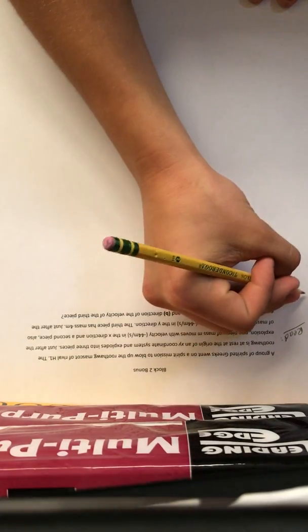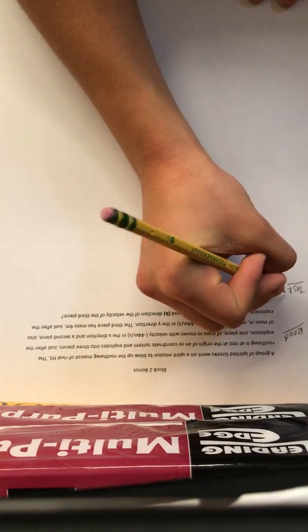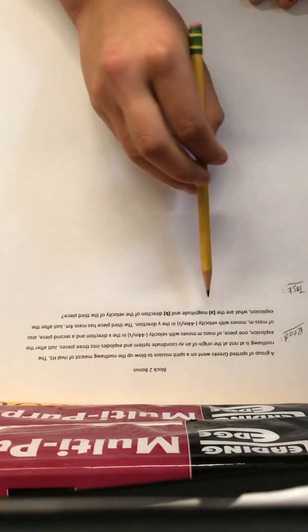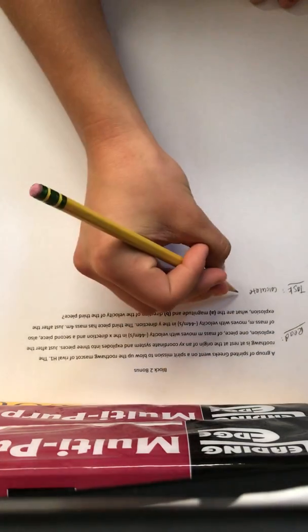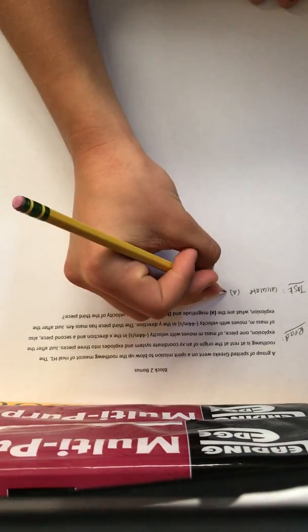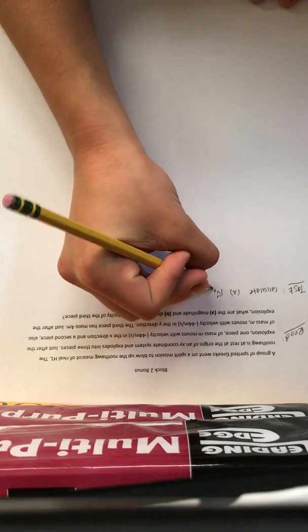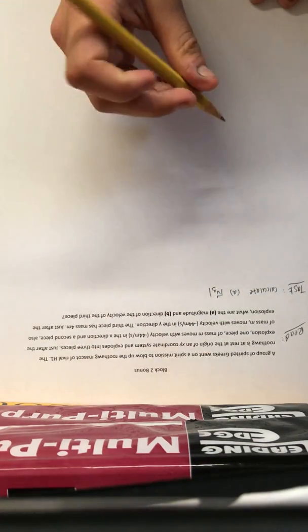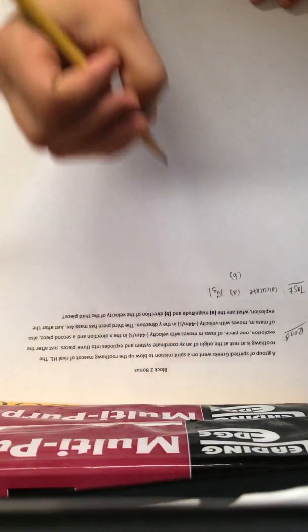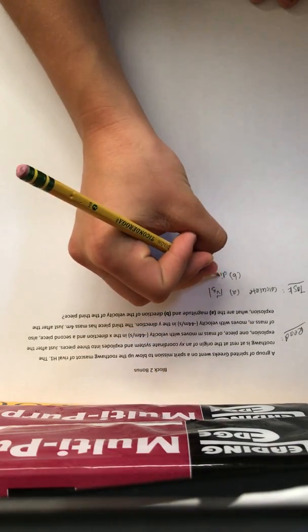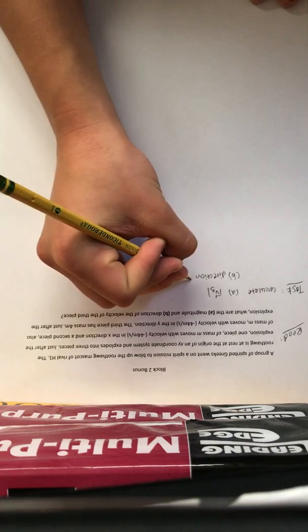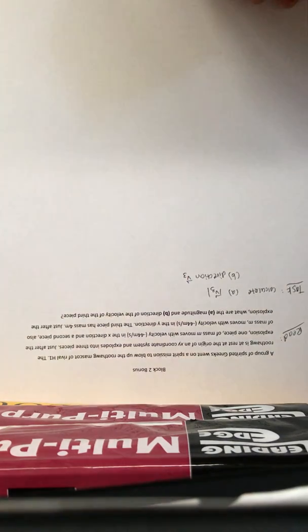The next step is to outline the task, which is pretty easy because it says right here what the task is. So in this problem, we are going to calculate for A, the magnitude of the velocity of the third piece, and for part B, we are going to calculate the direction of the velocity of the third piece.